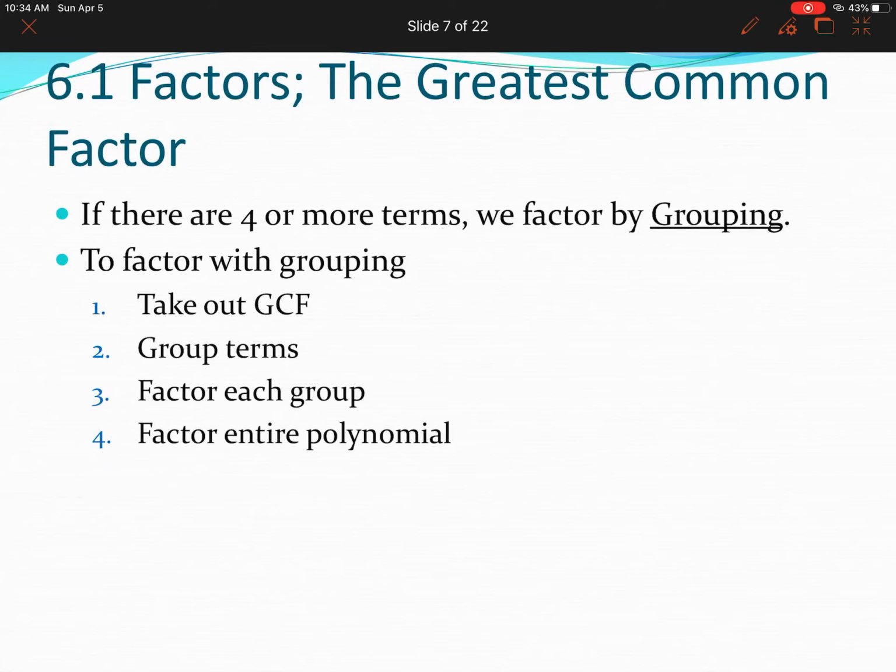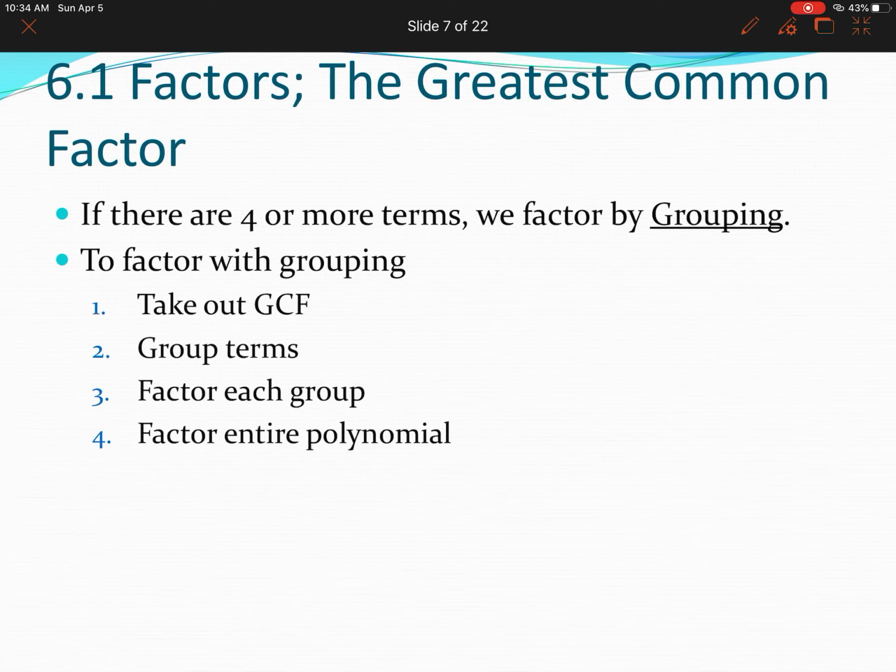Okay, so we're going to continue and look at the last part of section 6.1, which focuses on the method of factoring called grouping. Now, we talked in our first couple of videos about how to find the greatest common factor. And that is always the very first thing we try if we're going to try to factor. We always try to take out the greatest common factor first. Sometimes you can, sometimes you can't. If you can, obviously do that. If you can't, well, then we've got to look at some other methods.